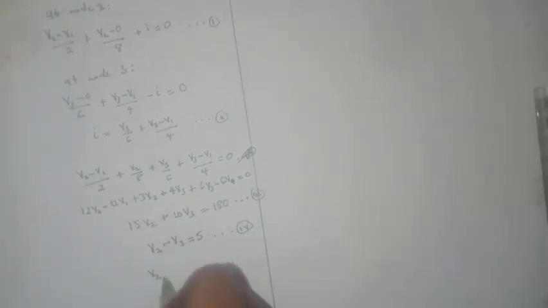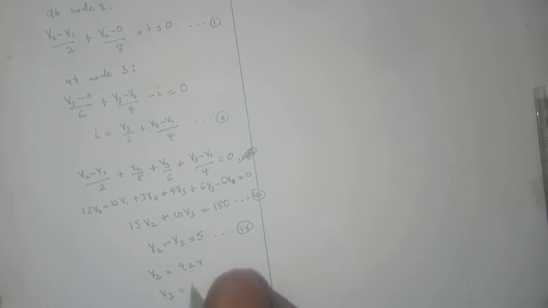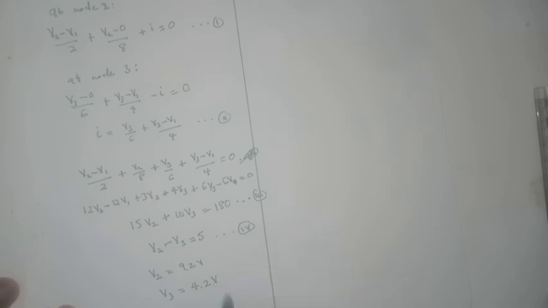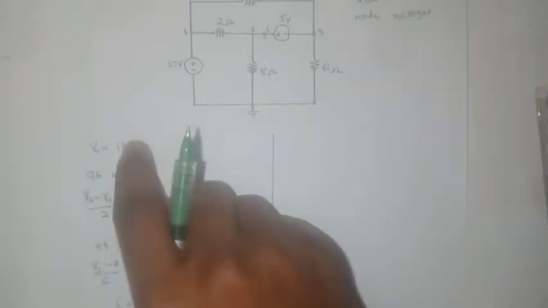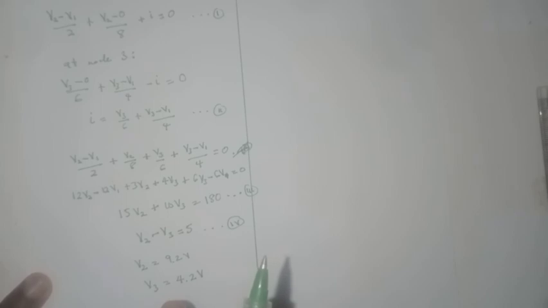And then V2 would be equal to 9.2 volts, and V3 would be equal to 4.2 volts. And then we would have arrived at our node voltages. So we know that the voltage at node 1 is 10 volts, voltage at node 2 is 9.2 volts, and node 3 would be 4.2 volts.